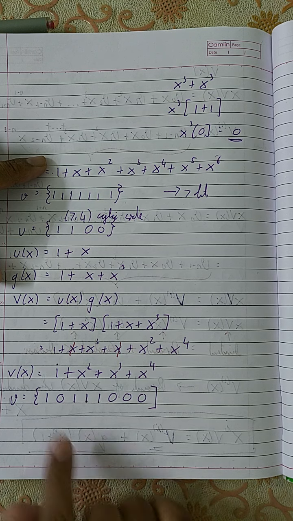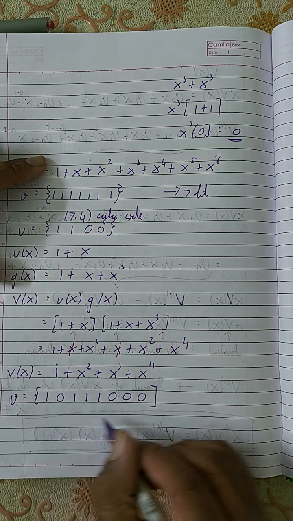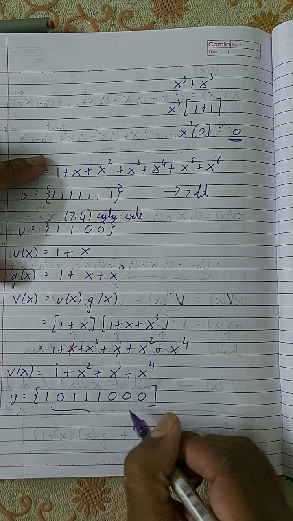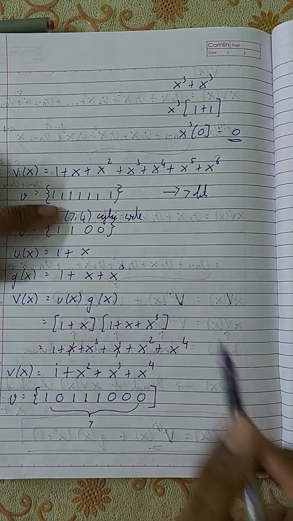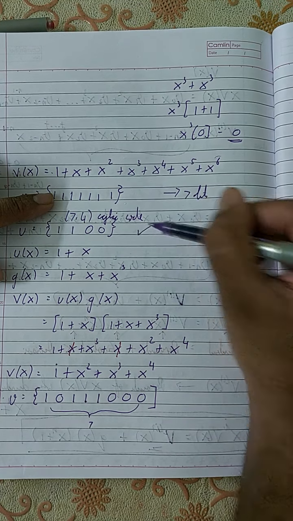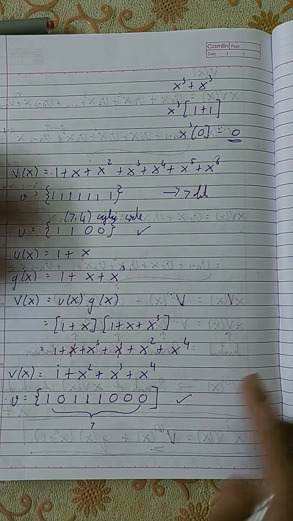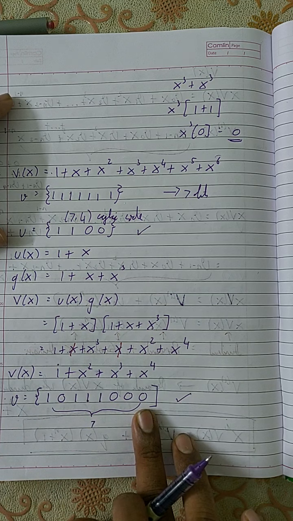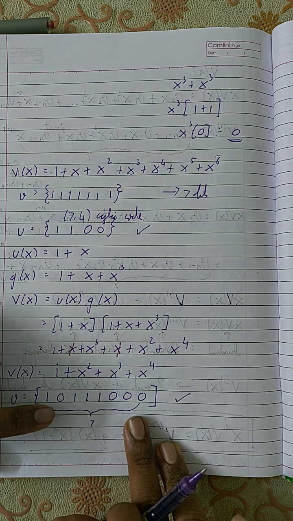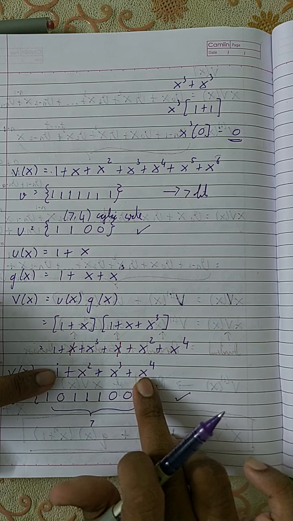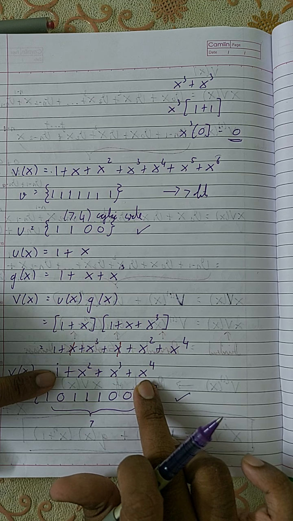Here you can see the number of bits is 7. It has to be 7. That is why we are calling it a 7-4 cyclic code, because the number of input bits must be 4 and the number of output bits must be 7. So definitely the number of output bits should be 7. But even though the number of output bits is 7, the degree of the polynomial can be less than 6.